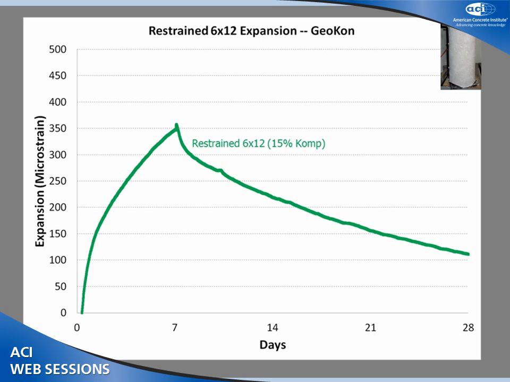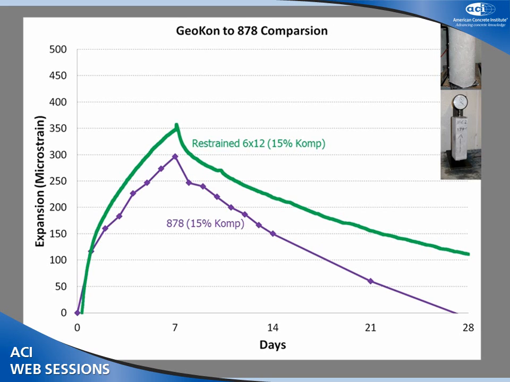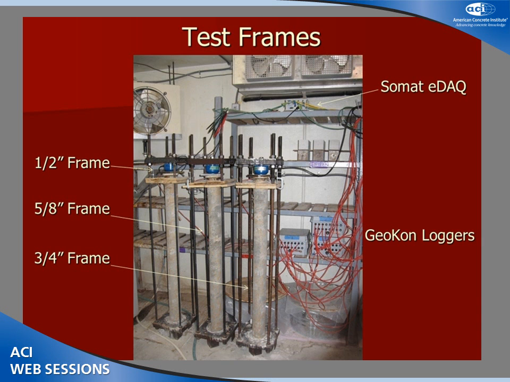Here's a sample curve generated by a restrained 6x12 cylinder using 878 instrumentation, and here overlaid with ASTM C 878 length comparator readings. The test frames used for restrained expansion with the three forms of restraint is shown here. The half-inch softest restraint is shown at left. The theoretical midpoint, 5/8 inch, is shown in the center, and 3/4 at right. The SOMAT EDAC data acquisition system used to measure load runs from the load cells at the top of each column, and the geocon data loggers are shown at left. Each column has a geocon strain gauge embedded in the center.